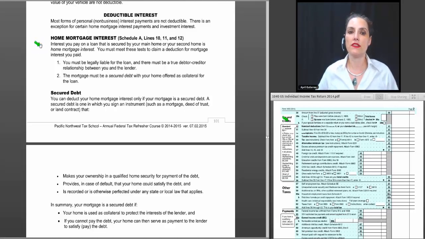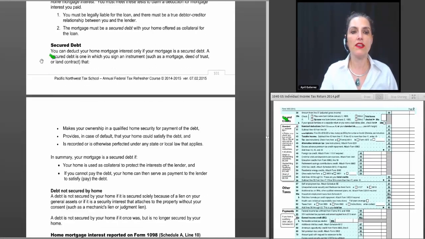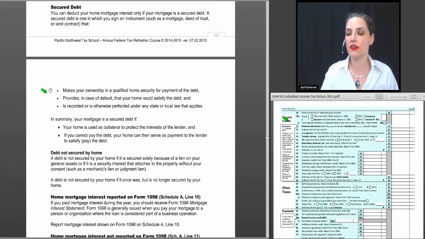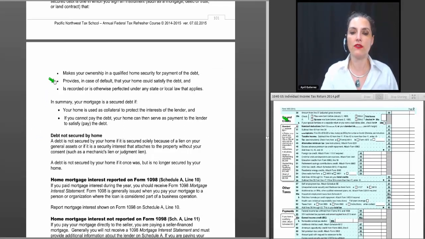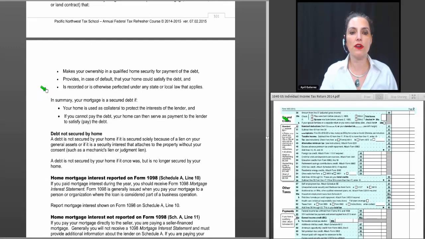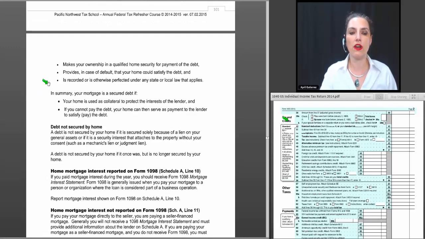Interest you pay on a loan that is secured by your main home or your second home is home mortgage interest. You must meet these tests to claim a deduction for the mortgage interest that you paid. You must be legally liable for the loan, and there must be a true debtor-creditor relationship between you and the lender. The mortgage must be a secured debt with your home offered as collateral for the loan. For secured debt, you can deduct your home mortgage interest only if your mortgage is a secured debt. A secured debt is one in which you sign an instrument such as a mortgage, deed of trust, or a land contract that makes your ownership in a qualifying home security for the debt, provides in case of default that your home could satisfy that debt, and it is recorded or is otherwise perfected under any state or local law that applies.